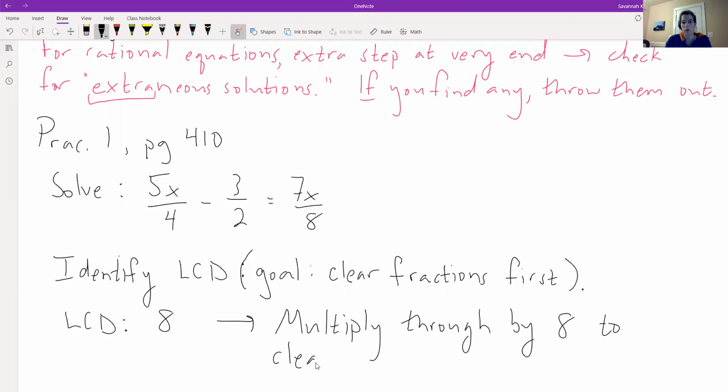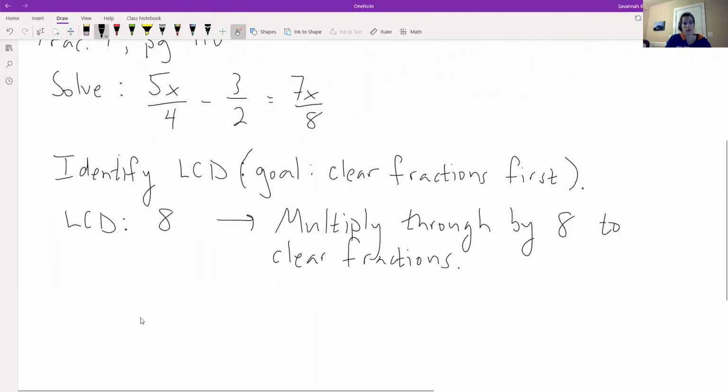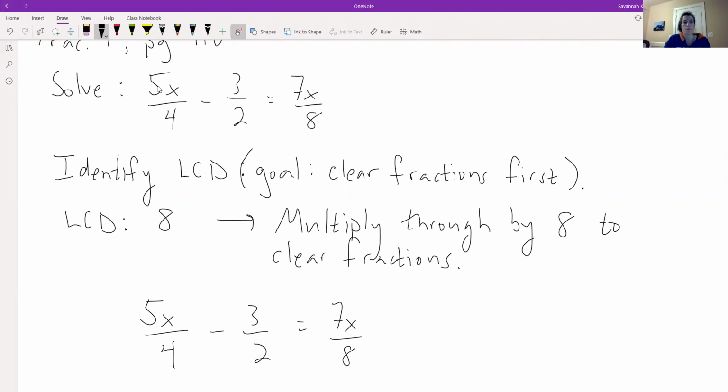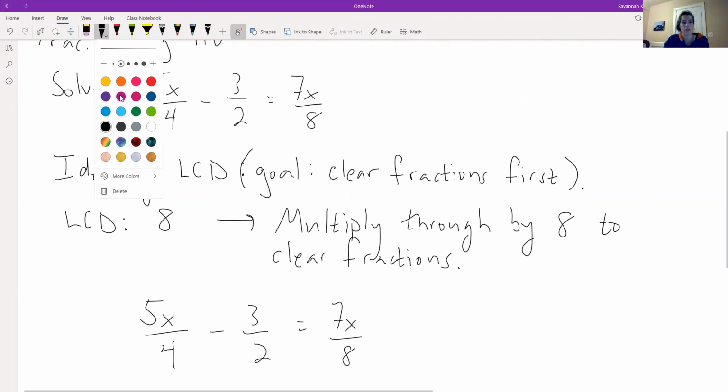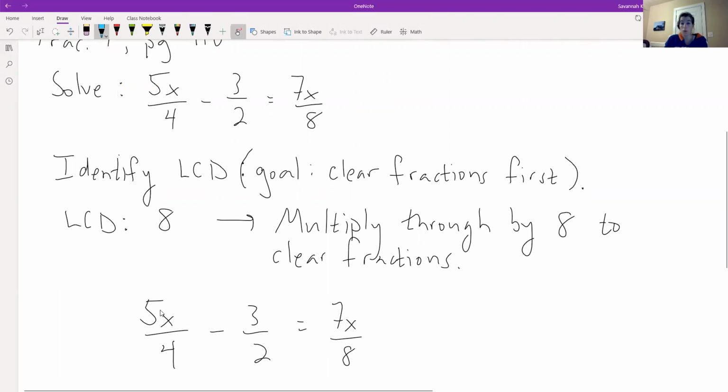Specifically because that is what will enable us to clear those fractions. Okay, so here we go. Let me not tamper with the original problem. Let me come down here. Okay, and then we'll grab our 8 and we'll multiply through.